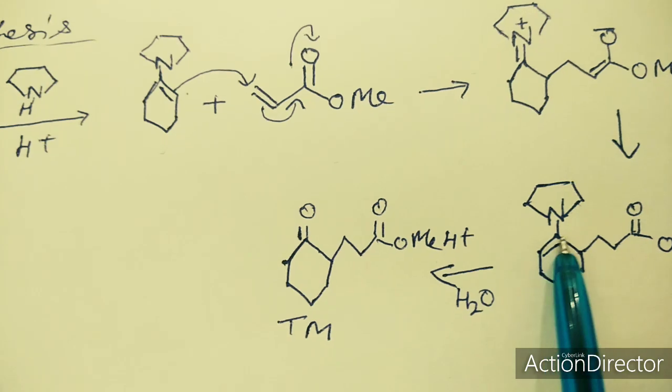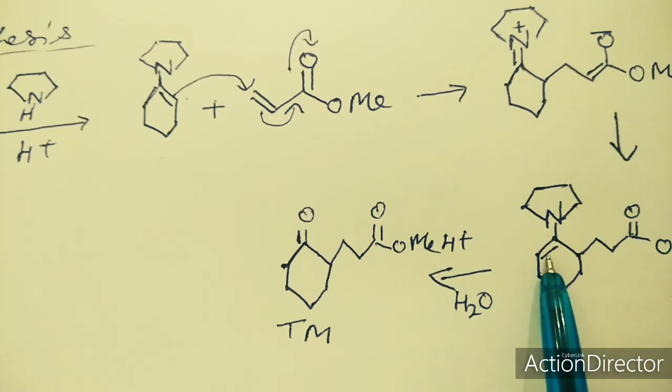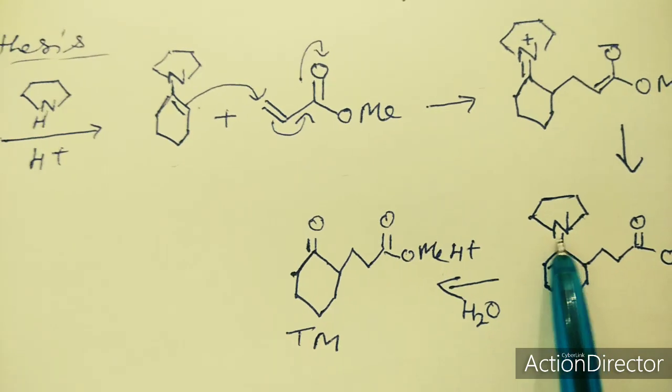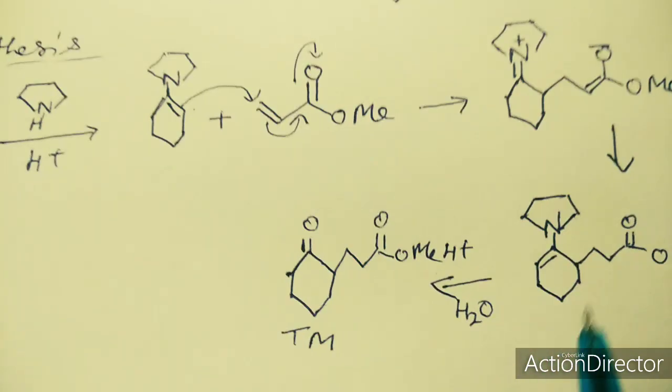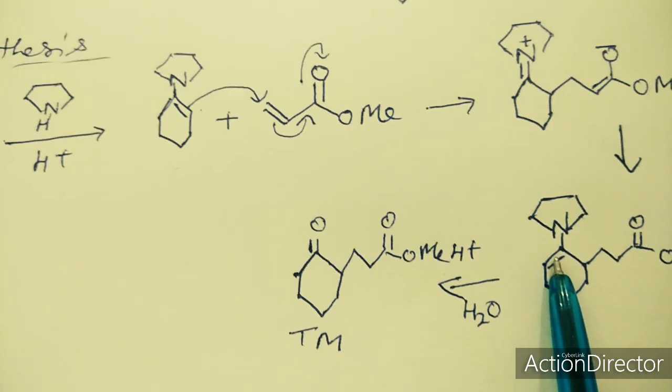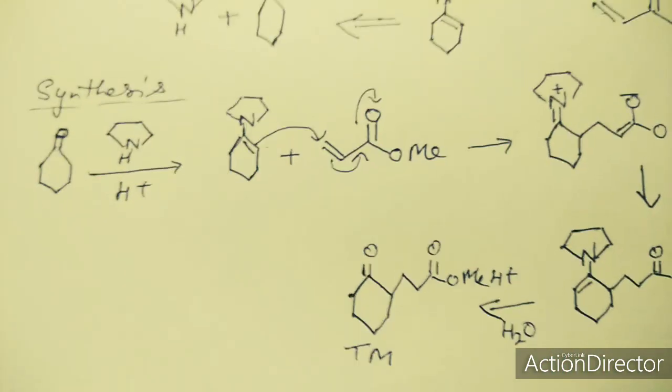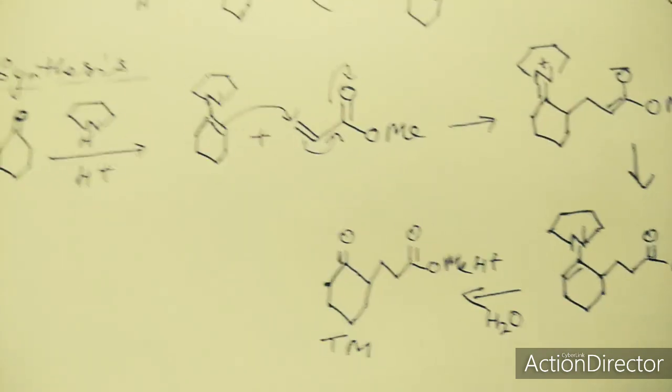over here we will get C double bond O. As this moves here, we will get C double bond O. This is just the reverse of the formation of enamine, which was formed earlier. So this also shows a 1,5-dicarbonyl disconnection.